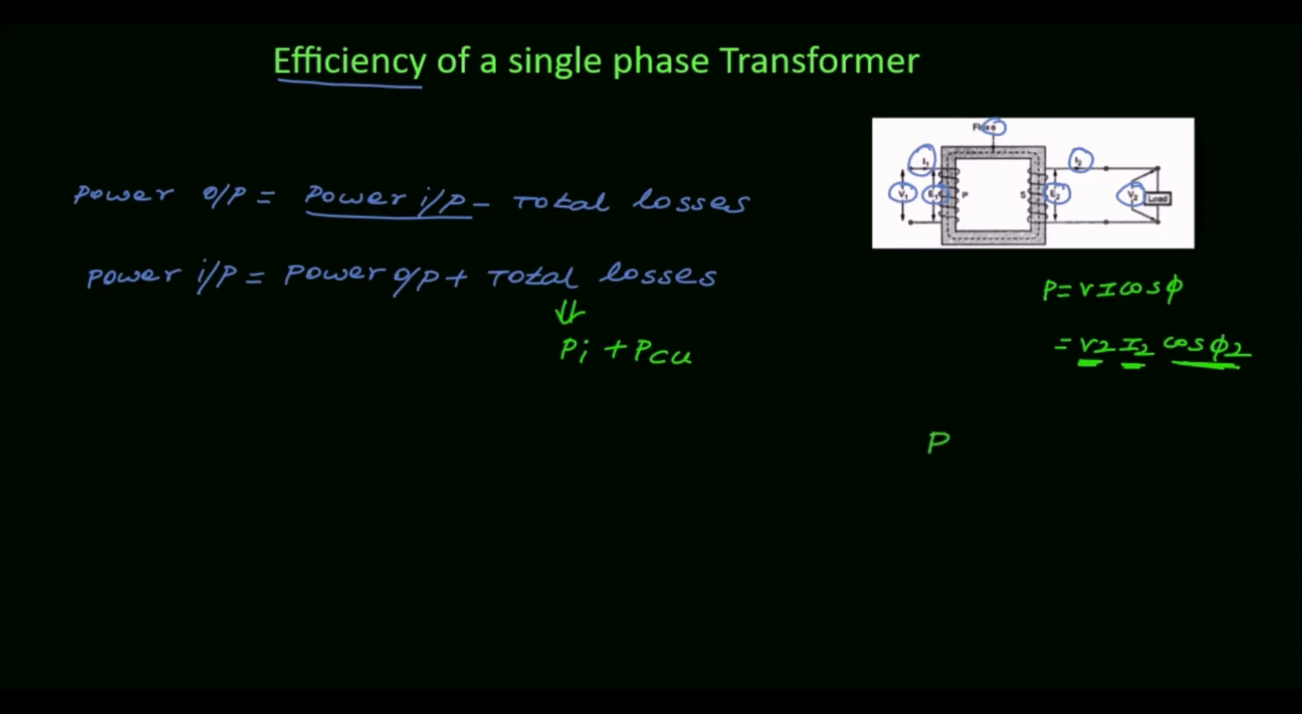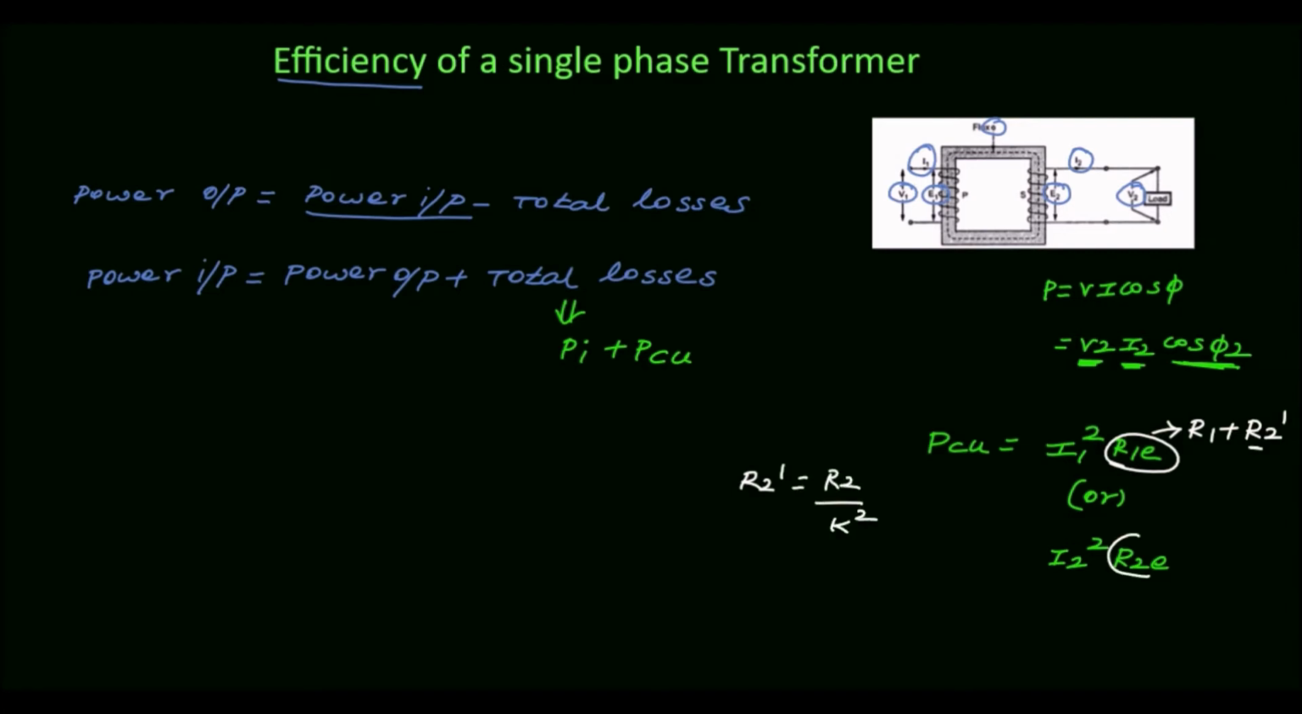Next, copper loss. In general, the copper loss is equal to the I squared R loss. So we can calculate the copper loss either by using I1 squared R1E or I2 squared R2E. In this, R1E is the equivalent resistance referred to the primary side, so R1E is equal to R1 plus R2 dash. R2 dash is the secondary resistance referred to the primary side, so R2 dash is equal to R2 divided by K squared.